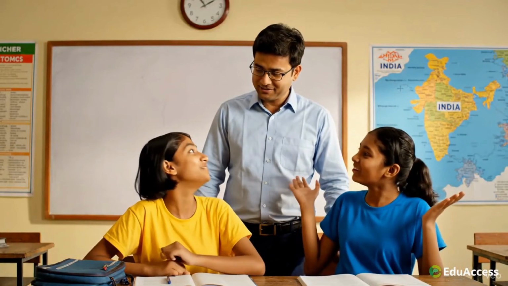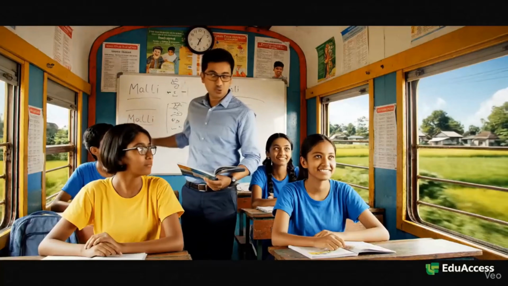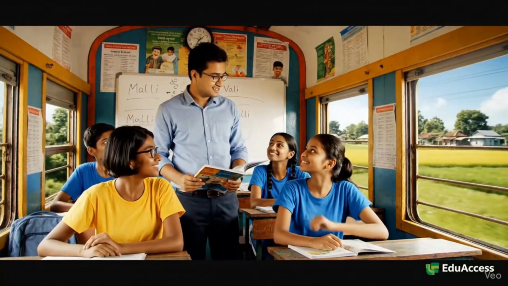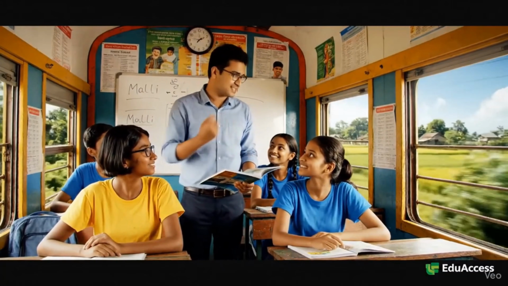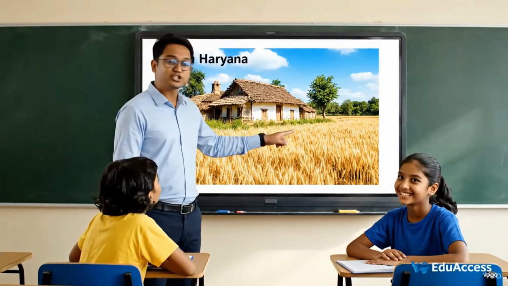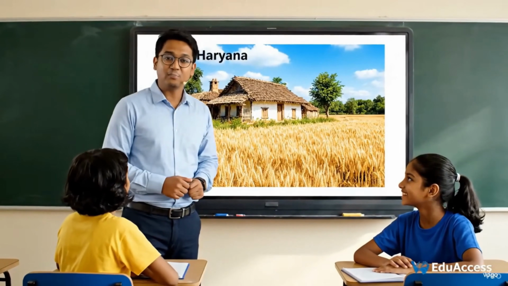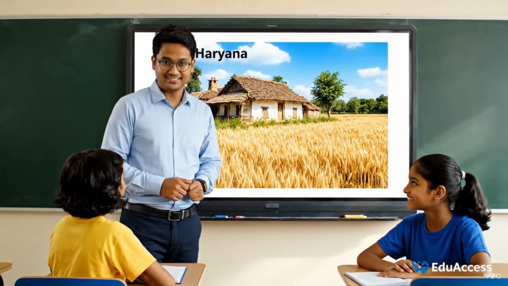Malli and Valli were excited for their summer vacation. Their parents had planned a long trip across India. So who can tell me what these green fields are used for? Is it for growing rice, sir? Twice a year, sometimes 3 times. Their first stop was Haryana, at their Nani's house, surrounded by golden wheat fields.